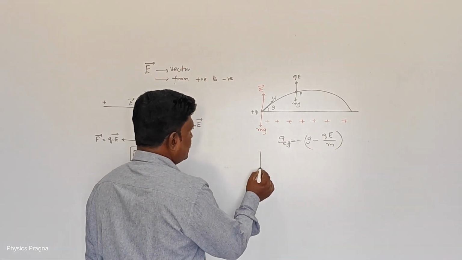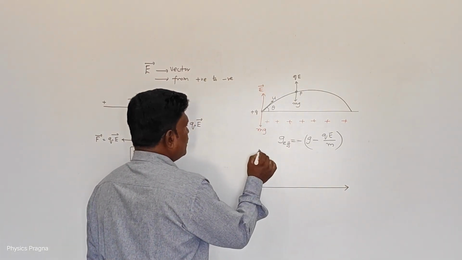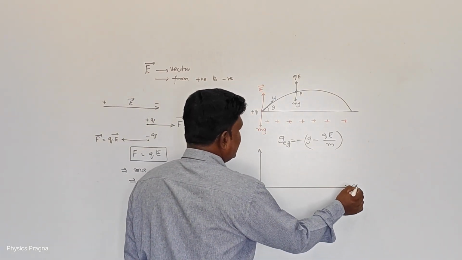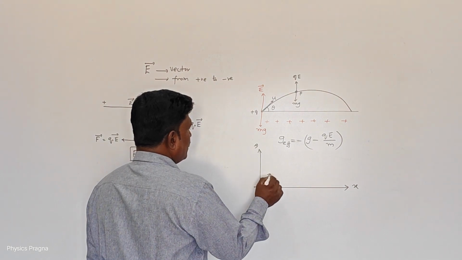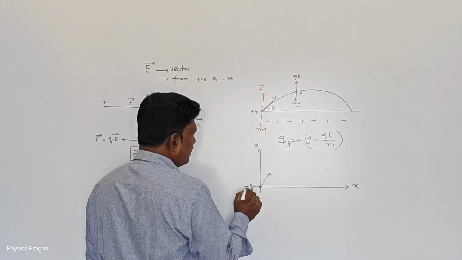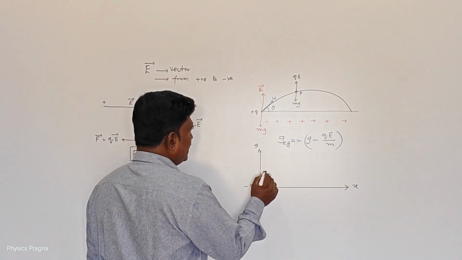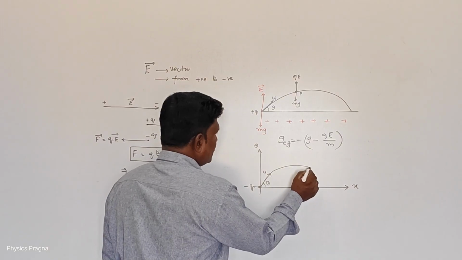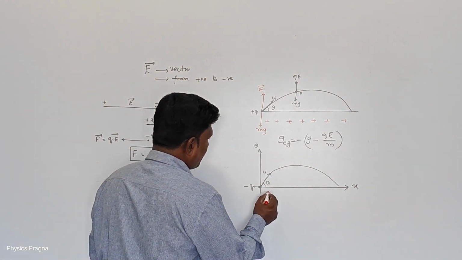If this is the x-axis and this is the y-axis, a negative charge is projected into the air with angle theta with the initial velocity u, and here a positive charge is there.